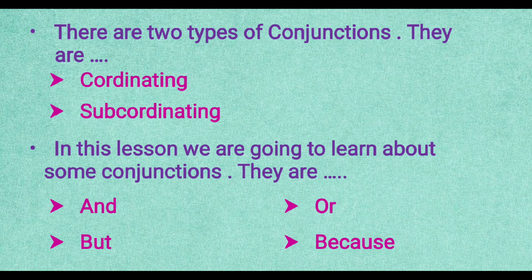And, but, or and because. As we know, in a grammar language, every topic has particular rules. Same as that, we also have rules for where we use conjunctions and where we use particular conjunctions. For example, in which cases we use and, in which cases we use but, or, and because.